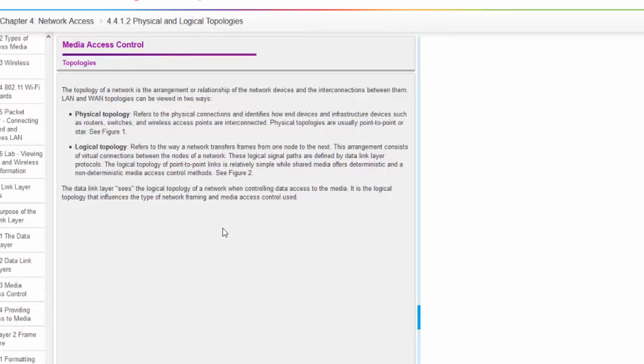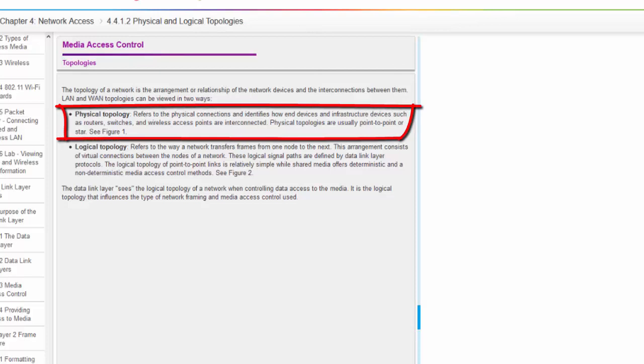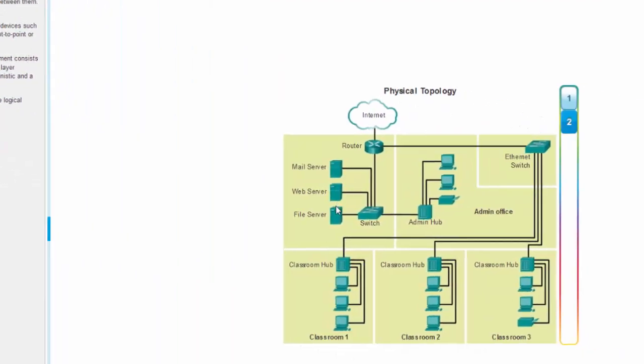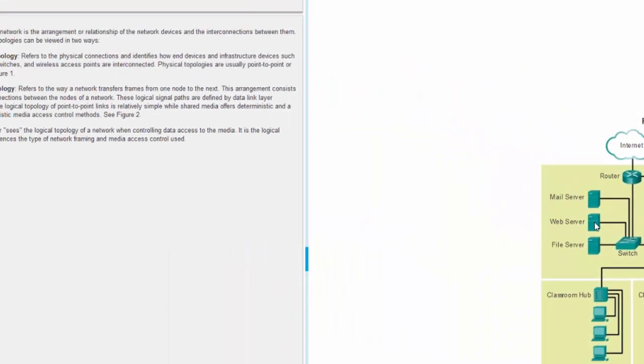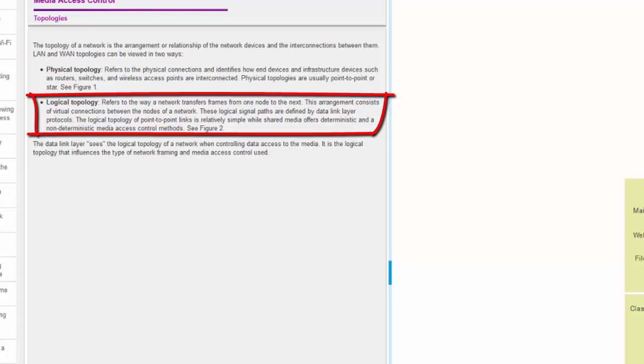The MAC layer differentiates between two types of topologies: the physical topology of the network and the logical topology of the network. The physical topology defines how the physical devices are connected together. So you have different machines, and they are connected using a switch, or a hub, or a router, and so on. The connectivity between these physical devices and the different machines is what we call the physical topology.